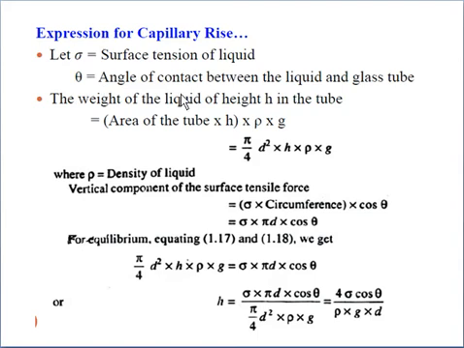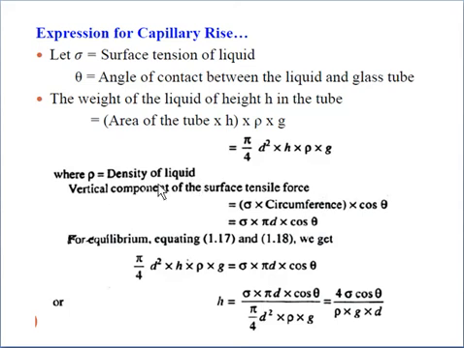Theta is the angle of contact between the liquid and the glass tube. The weight of the liquid of height h in the tube is given by area of the tube into height, which gives you the volume, into rho into g. This total gives us the weight of the liquid of height h in the tube. So we get this expression: pi by 4 into d square, which is the area of the tube, into h into rho into g, where rho is the density of the liquid.